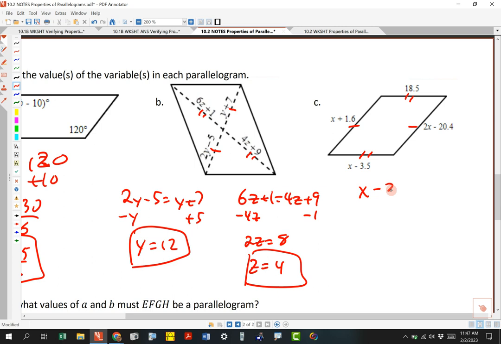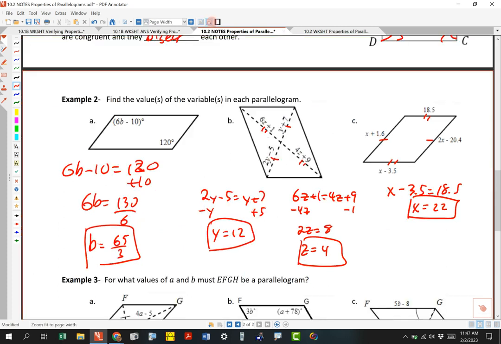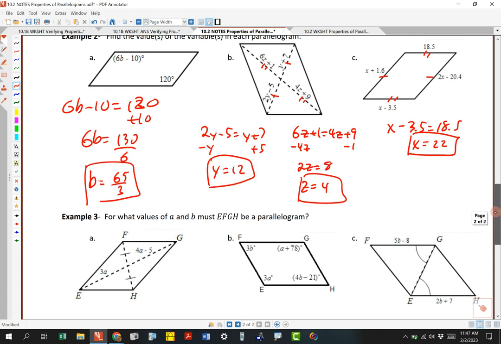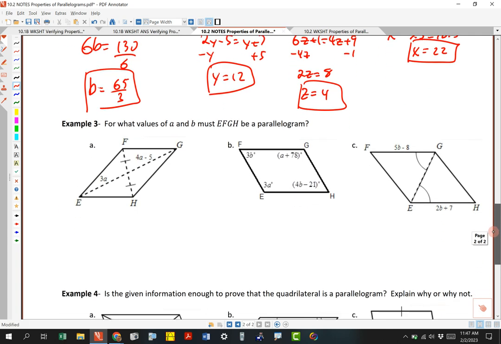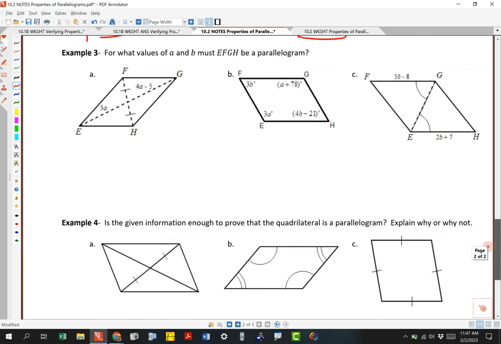So you're going to get x minus 3.5 equals 18.5. So you get x equals, let's see, 22, if you add the 3.5. Does it say we need to find the lengths? No. It just says find the value of the variables, right? Okay. Any questions there? No. Are we feeling better about this assignment than yesterday's assignment? Yes. Very much so. Oh, very nice.